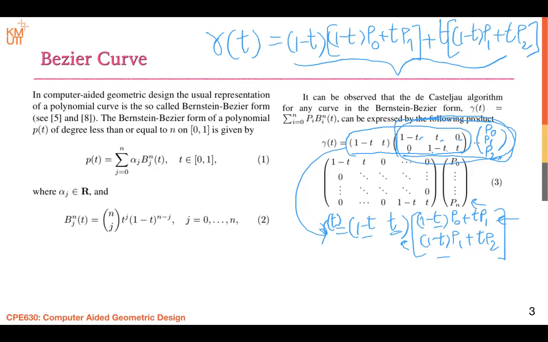And you can do the same thing with degree 3, 4, 5, 6, and so on, so you can also get the same equation for your Bezier curve.